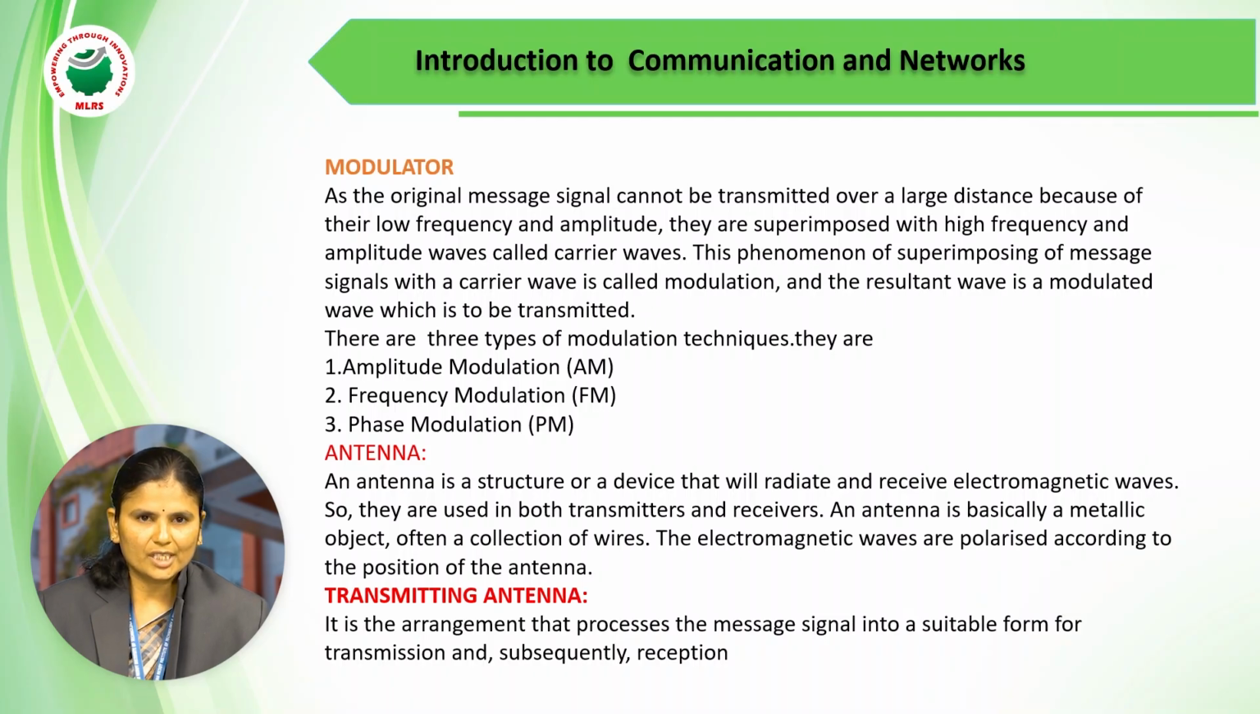After the modulation, this output is given to the power amplifier. The power amplifier means it is used to increase the power level of the modulated wave. In this modulated wave, we have electromagnetic waves. So these electromagnetic waves are amplified by the power amplifier. After the amplification, we transmit the signal by using the transmitting antenna.